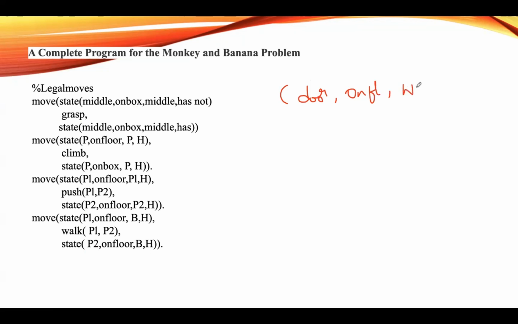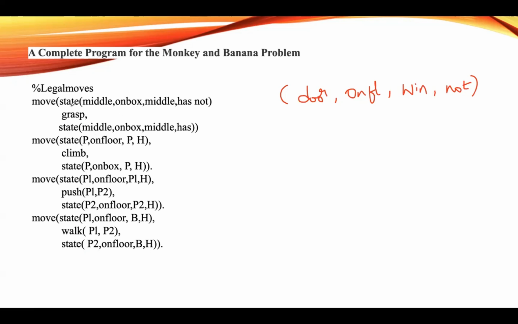Box is at the window and it is not having banana. So this is our initial state. Now check which move matches with the scenario. So you need to check this.